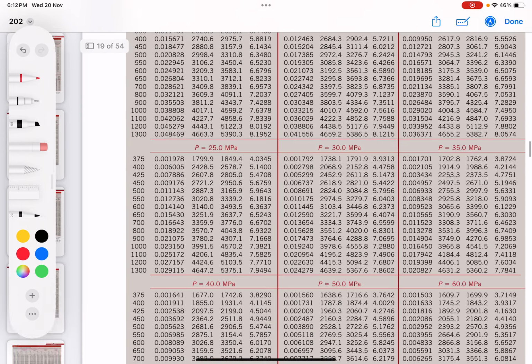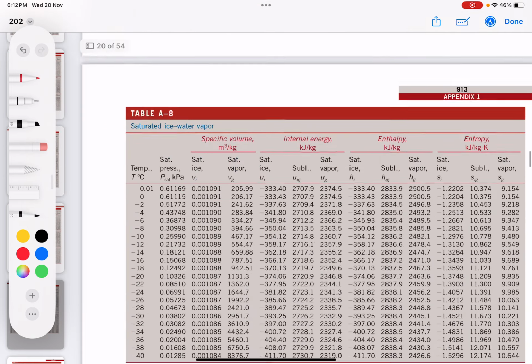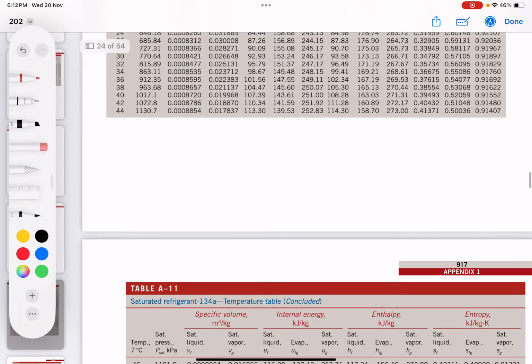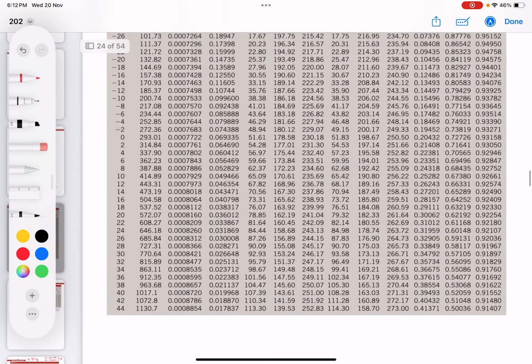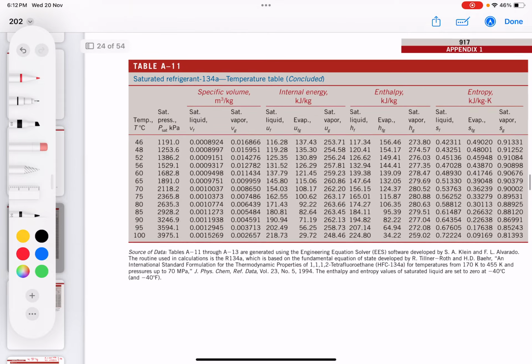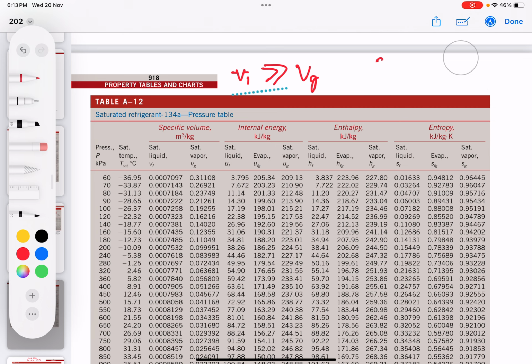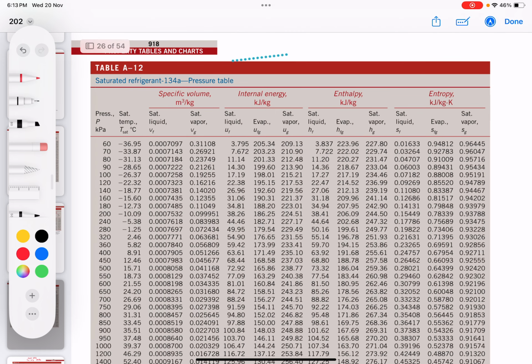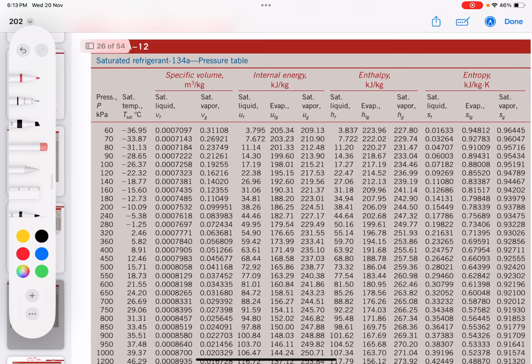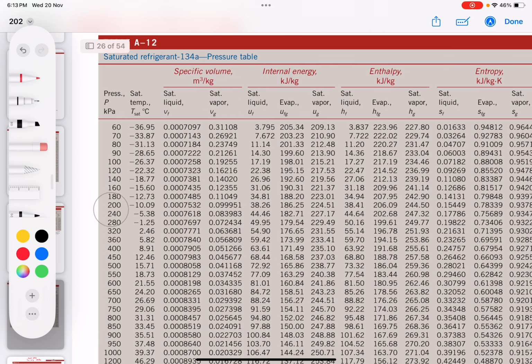I have to scroll. A11 is a temperature table. Therefore, since the given information is a pressure, I have to use table A12. A12 and A11 are just the same, except that one is for temperature and the other is for pressure. In this case, the given information was pressure. So my pressure was 200 kilopascal.